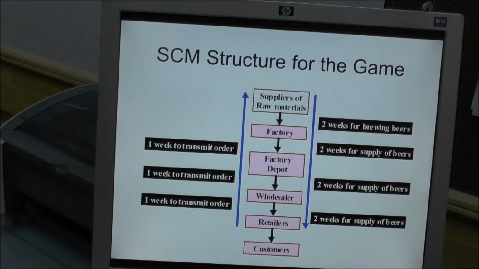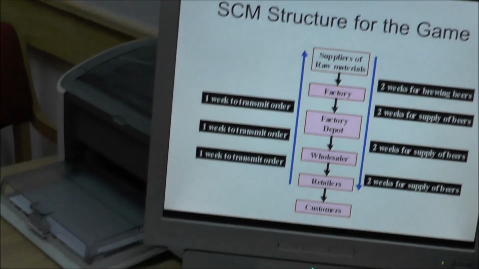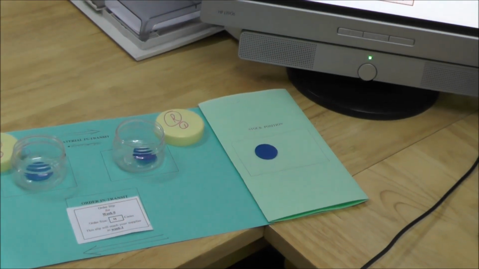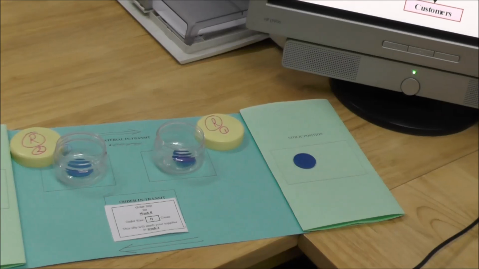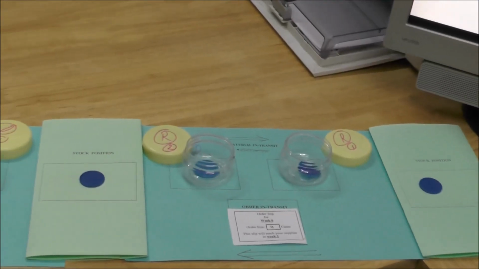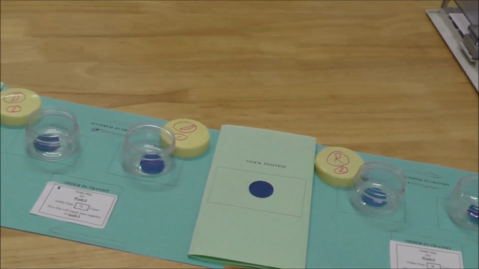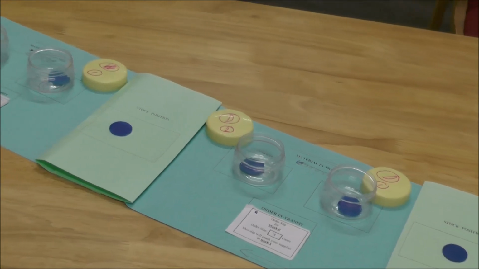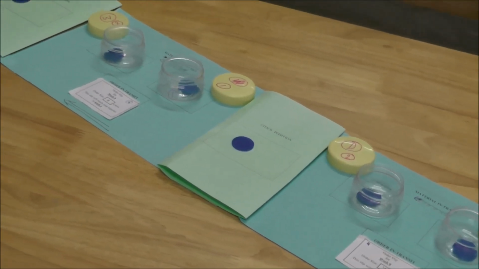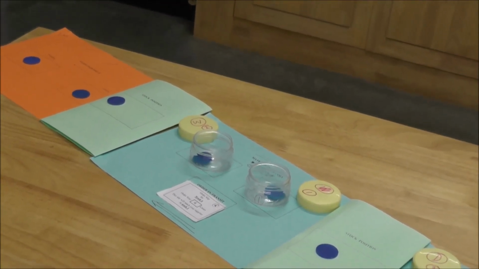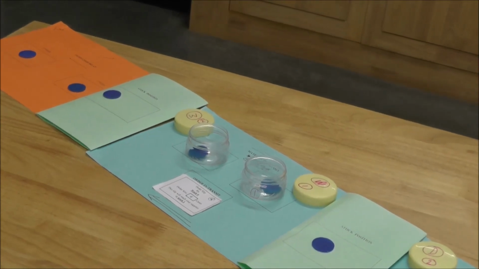Now let's try to understand how to play the game. This is the broad supply chain structure. Let me take you to some of the things that we will be using to simulate this structure. Let me quickly take you through. This is the retailer end. And then you have the wholesaler, and then above him is the distributor, and of course at the end is the factory.